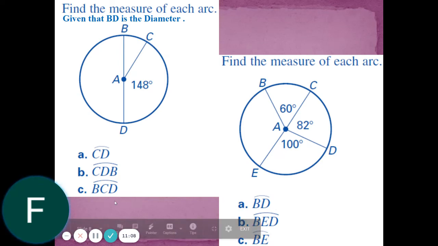All right, so here we go. This one, the first practice problem, is asking to find the measure of each arc, given that BD is the diameter. So knowing that BD is the diameter, we know that from B to D is going to be 180 degrees.